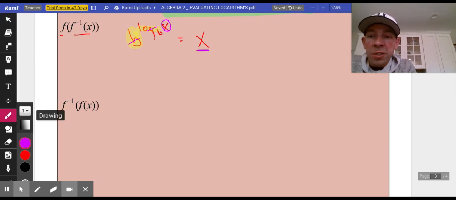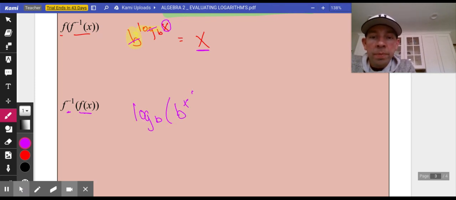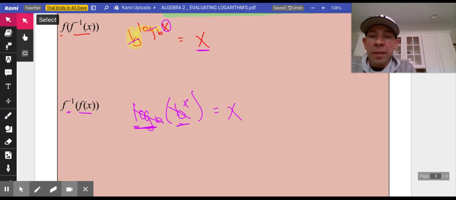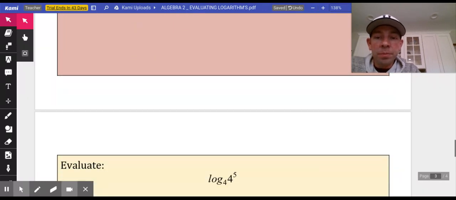Let's flip the script just a little bit. Let's start with f and substitute it into f inverse. So we'll say log base b of, and then make your substitution. Okay, so log base b cancels this b, and you're just left with x when it's all done, because these two are inverses of each other. It's kind of like addition and subtraction are inverses, but in a more complicated fashion, of course.